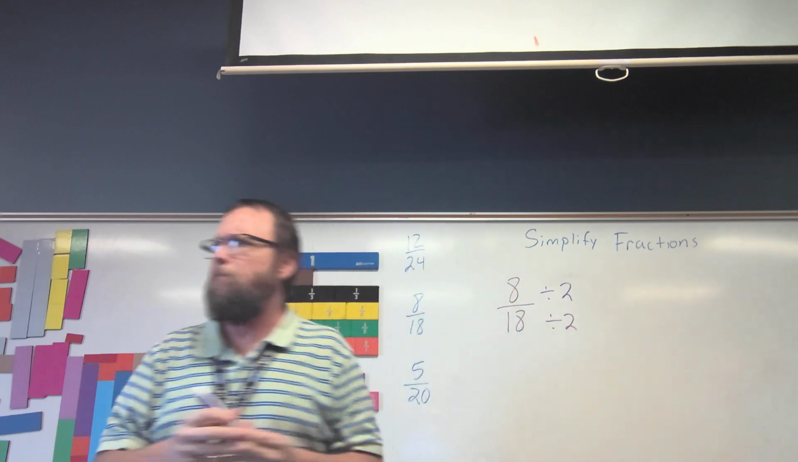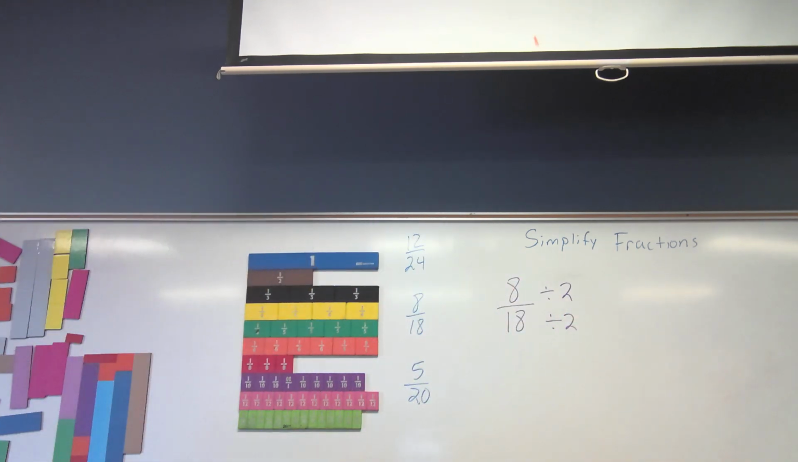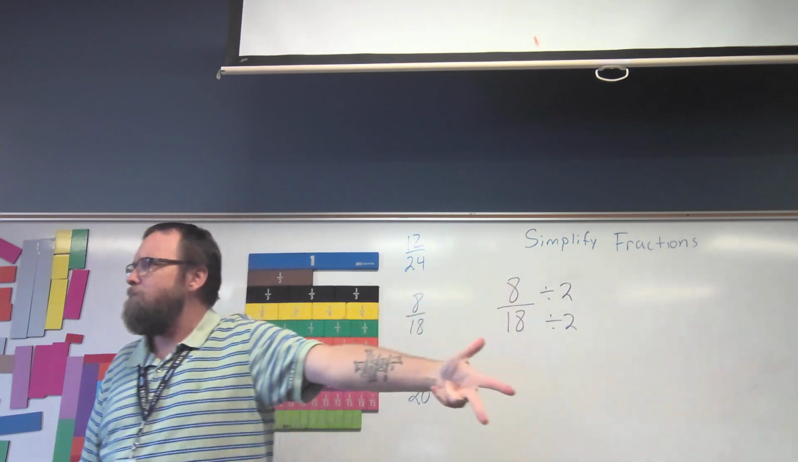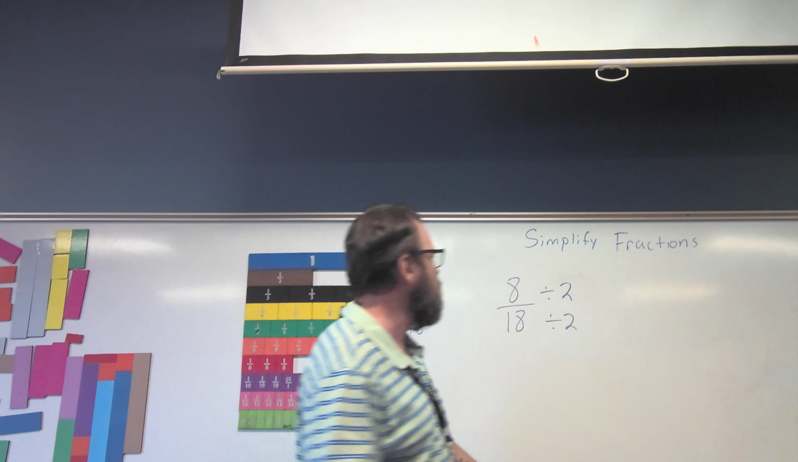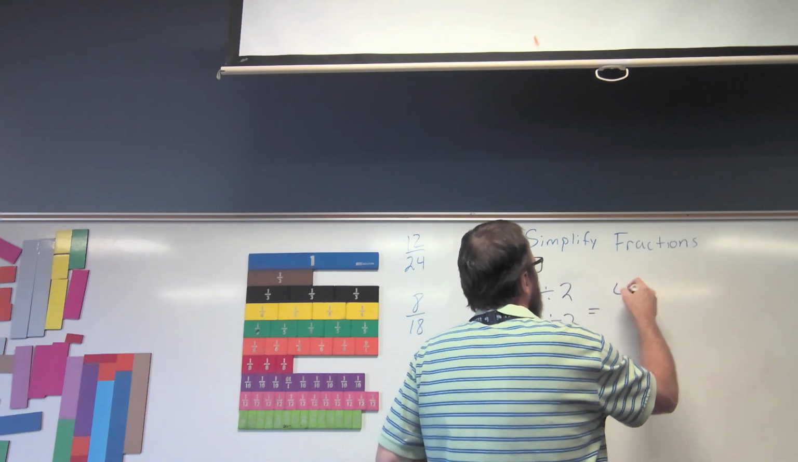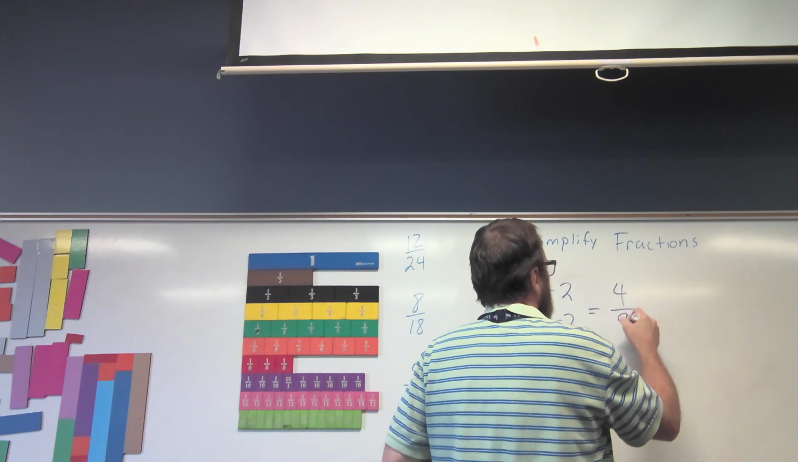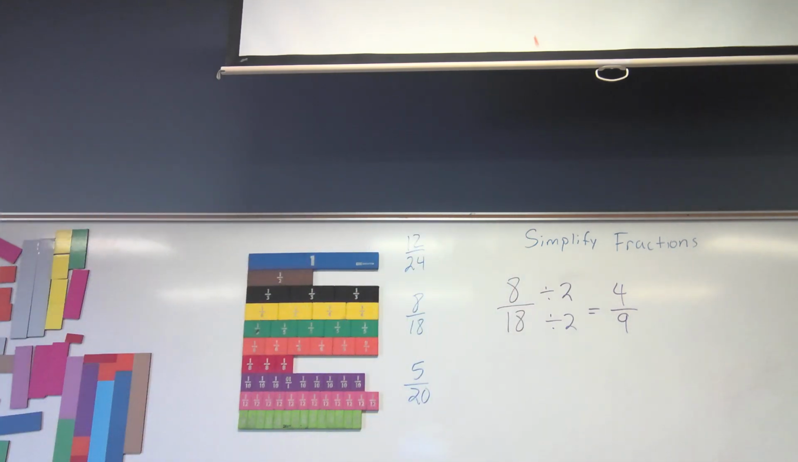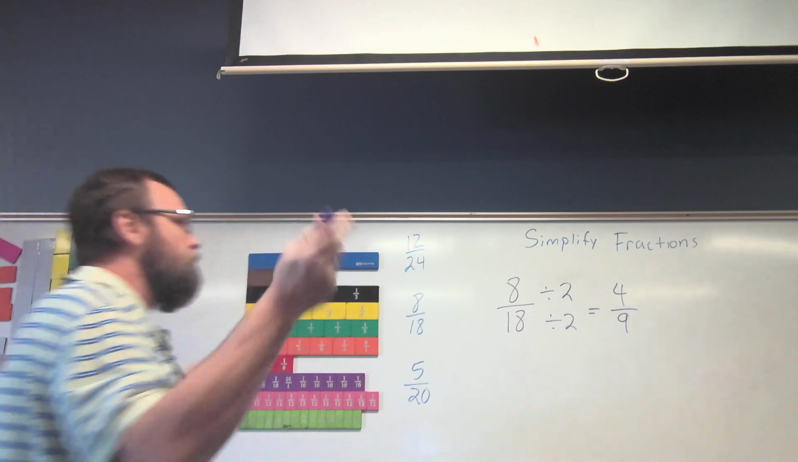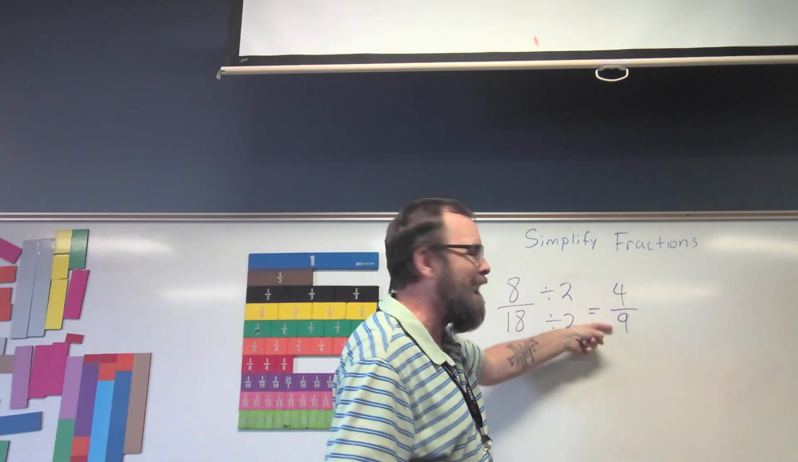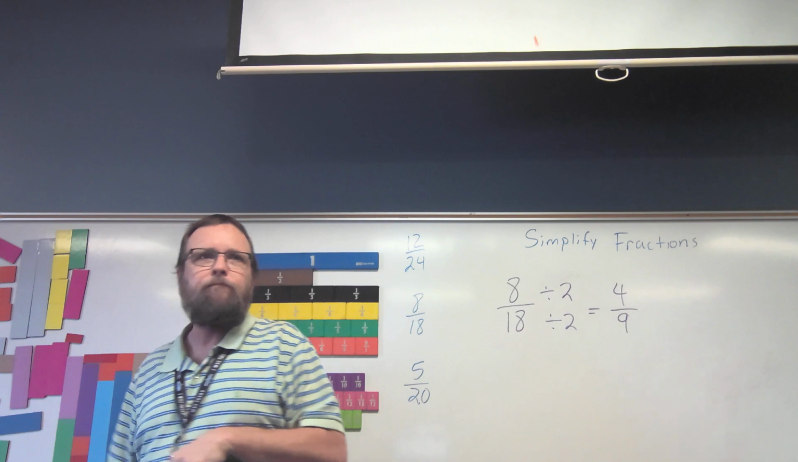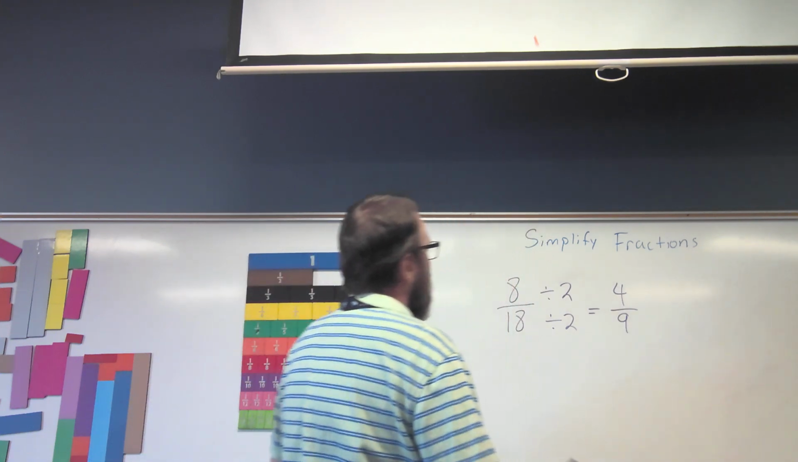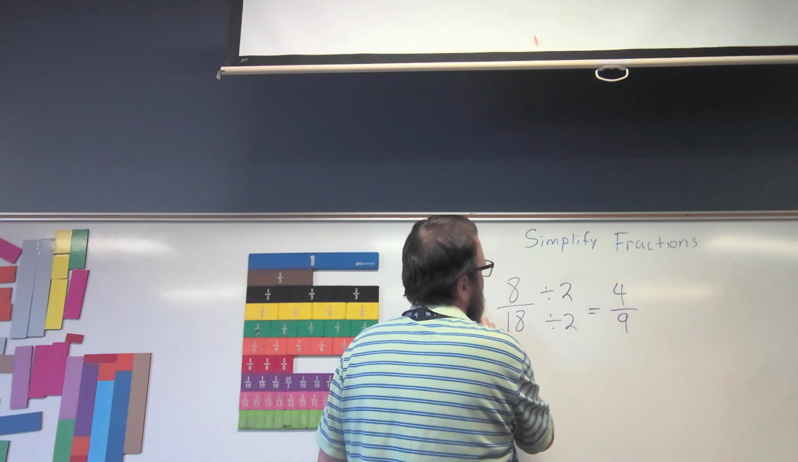And if I use my divisibility rules, this is where it comes into play, because I know they're both even, so that means that they're both divisible by 2. And 8 divided by 2 is 4, 18 divided by 2 is 9. Now, I don't know if that's in least terms, so I have to see, is there a number other than 1 that divides evenly into 4 and 9? No, there isn't. Nothing greater than 1 that divides evenly into 4 and 9.